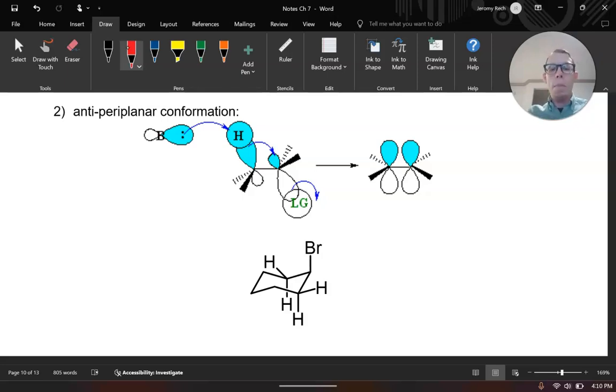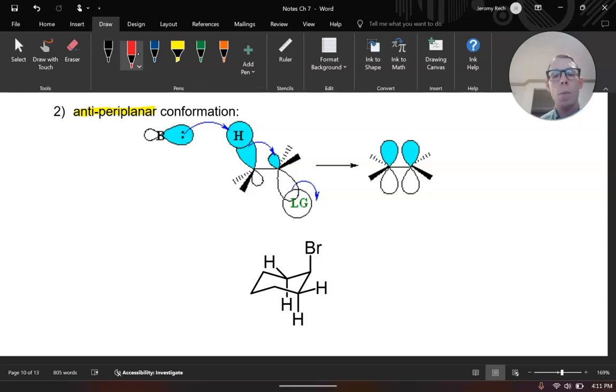However, we don't call it a backside attack. We have a very specific name, and this is the idea of anti-periplanar. Anti-periplanar is going to describe the direction of attack for that deprotonation. Much like how your SN2 wanted to come from the backside, your deprotonation is also going to happen from the opposite side.